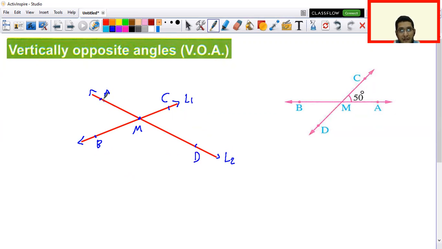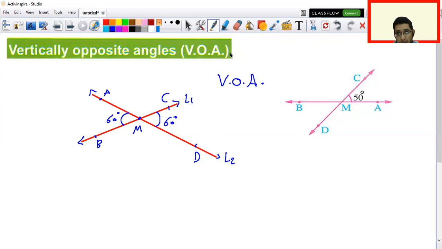If this point is A and this is B, C, D, the measure of angle AMB equals the measure of angle CMD, because they are vertically opposite angles. Okay, vertically opposite angles, VOA. If this angle is 60 degrees, therefore the opposite angle is also 60 degrees.